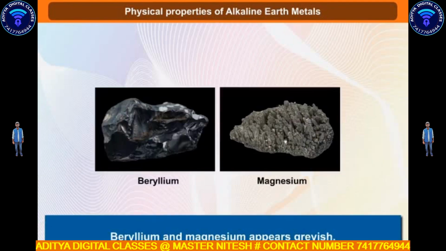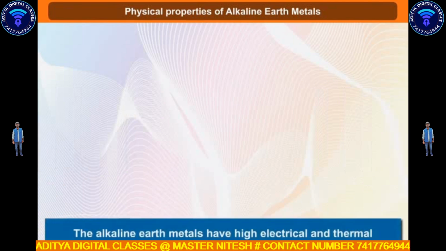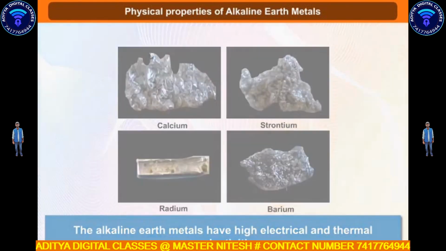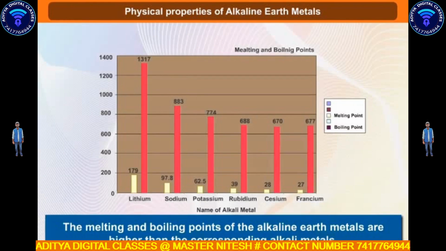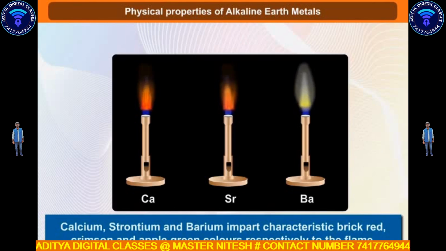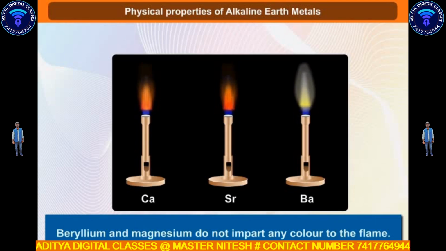Beryllium and magnesium appear grayish. The alkaline earth metals have high electrical and thermal conductivities. The melting and boiling points of the alkaline earth metals are higher than the corresponding alkali metals. Calcium, strontium, and barium impart characteristic brick red, crimson, and apple green colors, respectively, to the flame. The electrons in beryllium and magnesium are too strongly bound to get excited by flame. Hence, these elements do not impart any color to the flame.